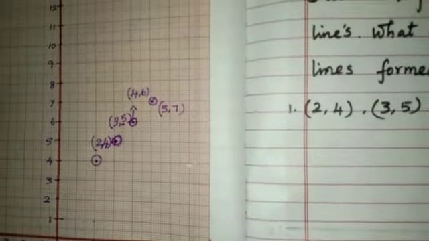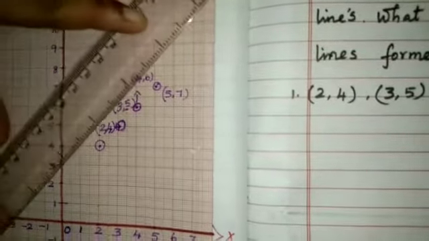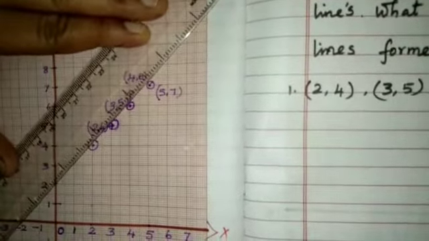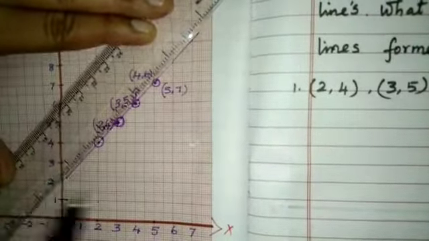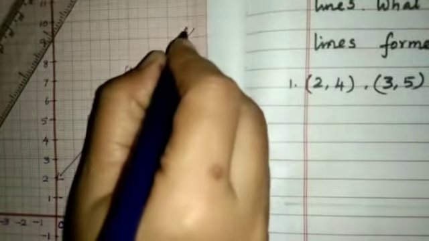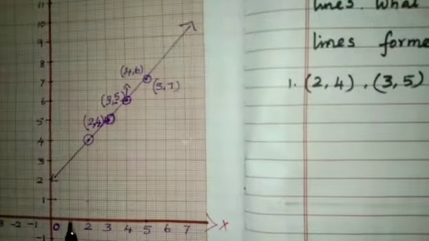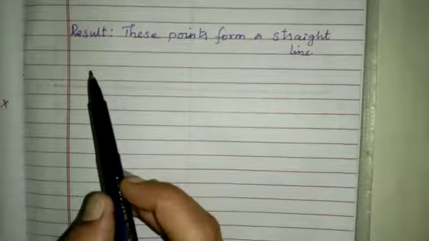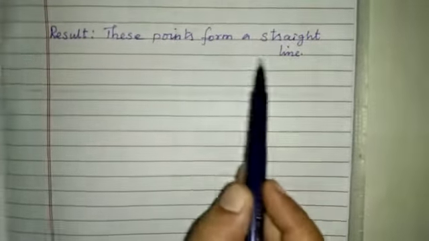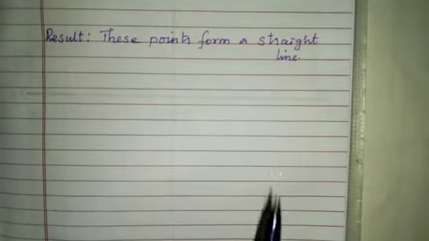Now join these points. So these points form a straight line. Is it clear? Result: these points form a straight line.